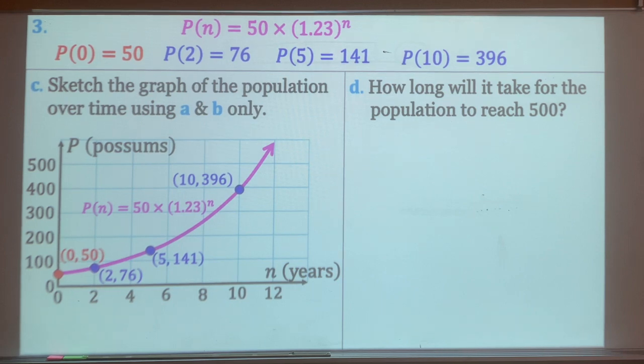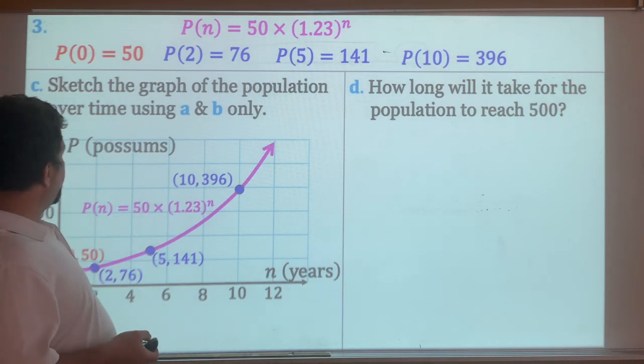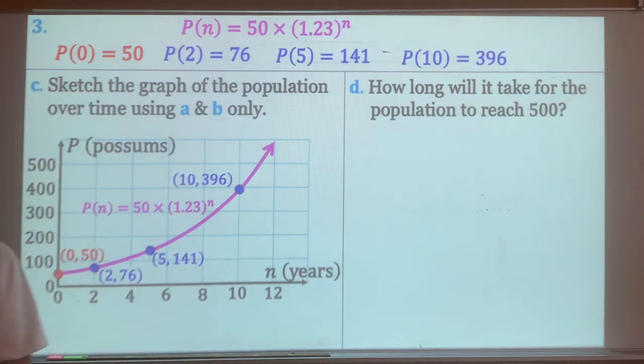Now, the key thing is they want to know how long will it take the population to reach 500. So you are going to have to use technology for that. So I'm going to know when it's 500, how many years it's going to take. So you can't just plug in 500 into your equation. What you have to do is what? You're going to have to use your calculator. So we can use the graph.